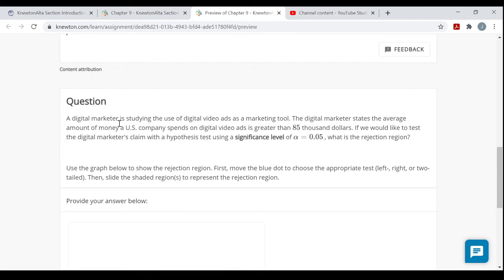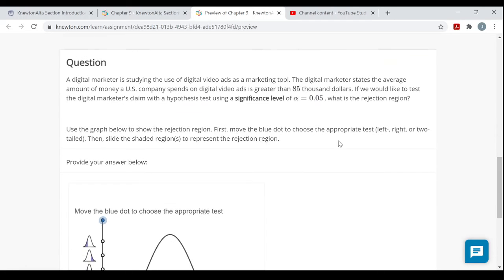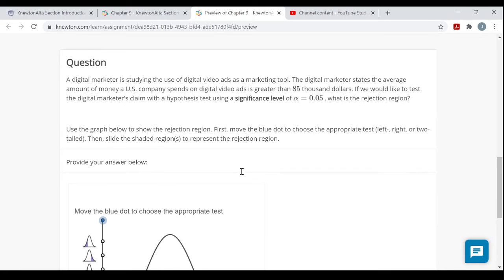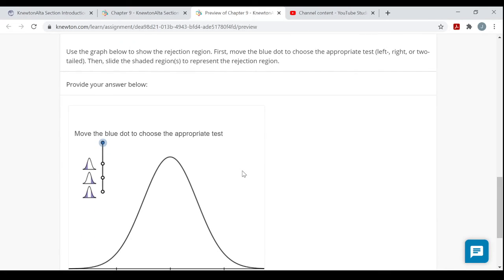So a digital marketer is studying the use of digital video and ads and marketing tools, same thing. The digital marketer states the average amount of money is greater than $85,000. So it's the same as earlier. Same question. If we would like to test the digital marketer's claim with a hypothesis test using a significance level of 5%, what is the rejection region? It says use the graph below to show the rejection region. So now we ask, what kind of test am I using? So back on the paper.